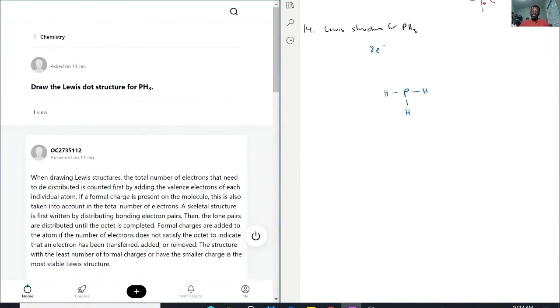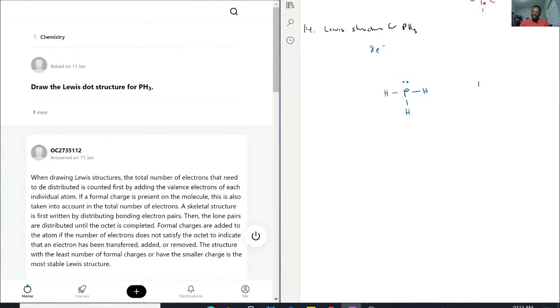But phosphorus is right now sharing 3 of its 5. So we're going to have 4, 5. And now let's check. Do we have 8 electrons total? Well, we do have 3 bonds, which is 6 electrons, and 1 lone pair, which is 2 more. So 8 electrons, check.